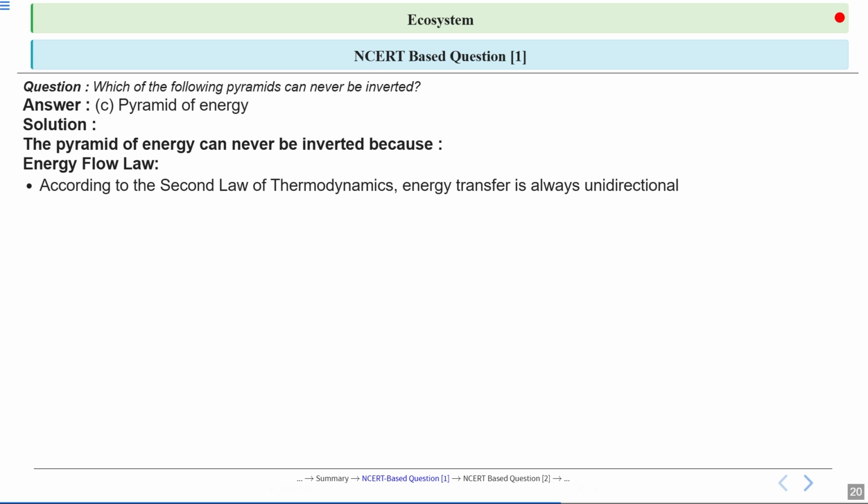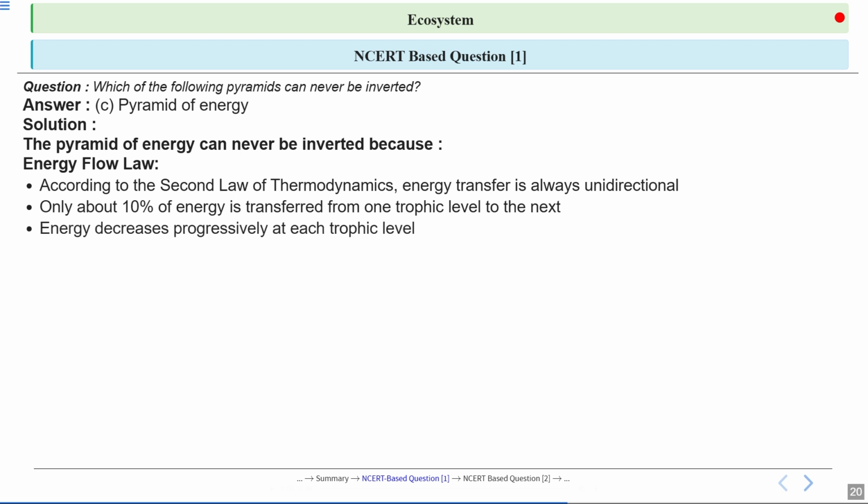At each step, energy is lost in the form of heat, or there is energy loss due to respiration. So around 90% of energy is lost and only 10% of energy is transferred. That's why the energy pyramid is always upright. Only 10% of energy is transferred from one trophic level to another. Energy decreases progressively at each trophic level.